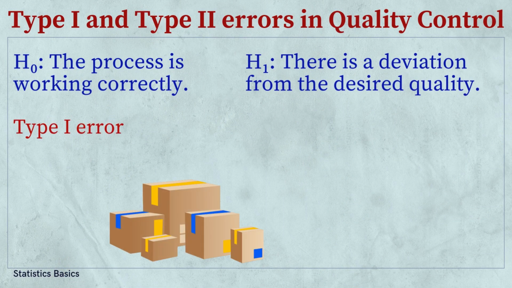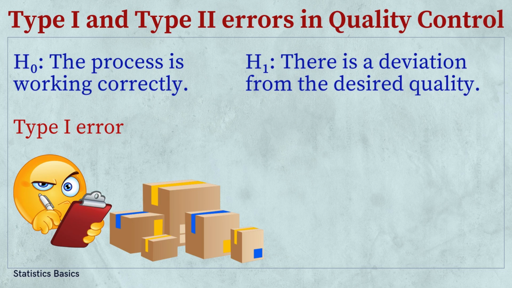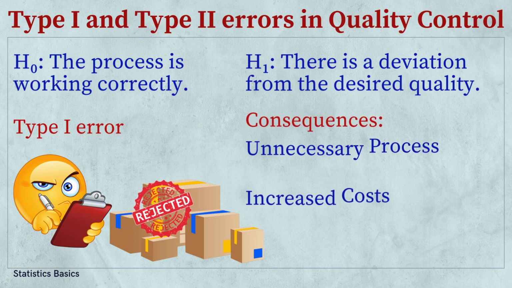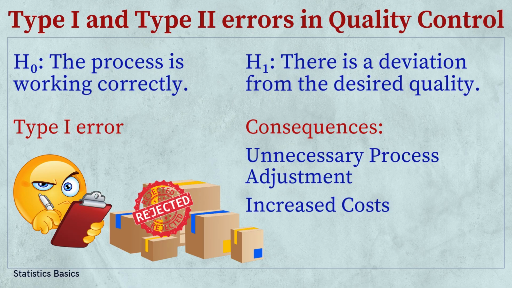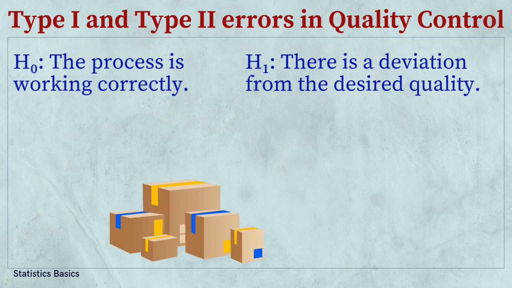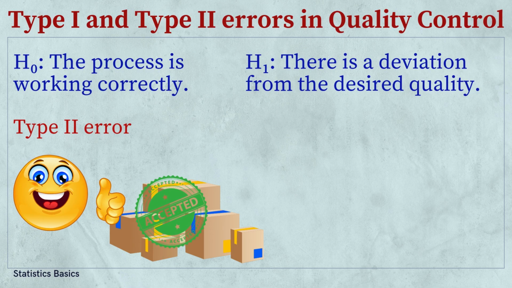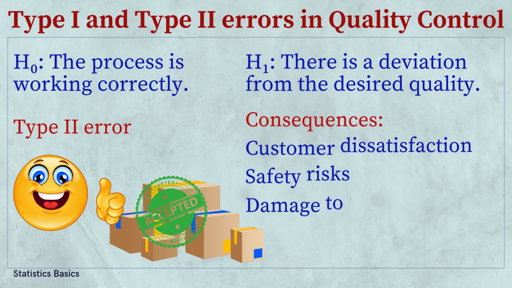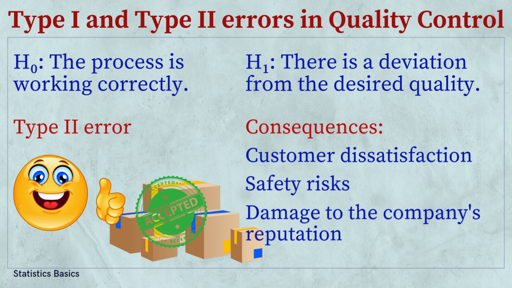A Type 1 error occurs when a quality control test rejects a batch of products as defective while in reality they meet the quality standards. This leads to unnecessary waste and increased costs. A Type 2 error occurs when a quality control test fails to identify a defective batch of products, which can result in customer dissatisfaction, safety risks, and damage to the company's reputation.